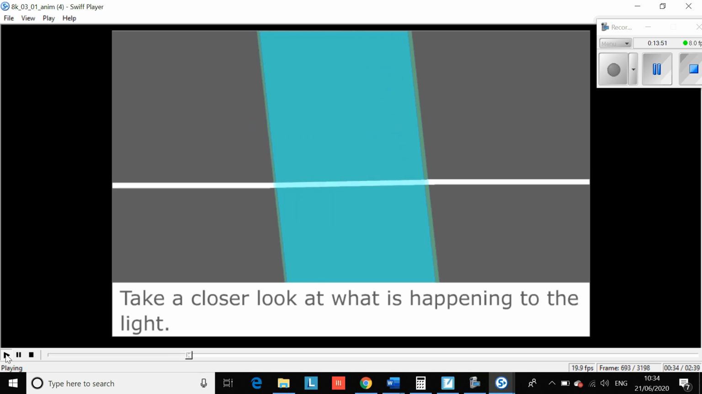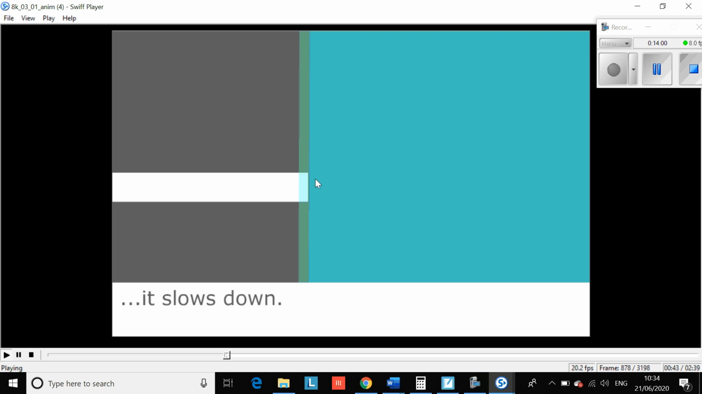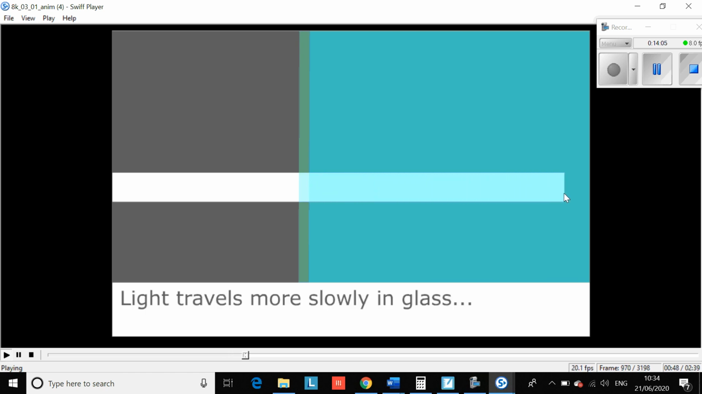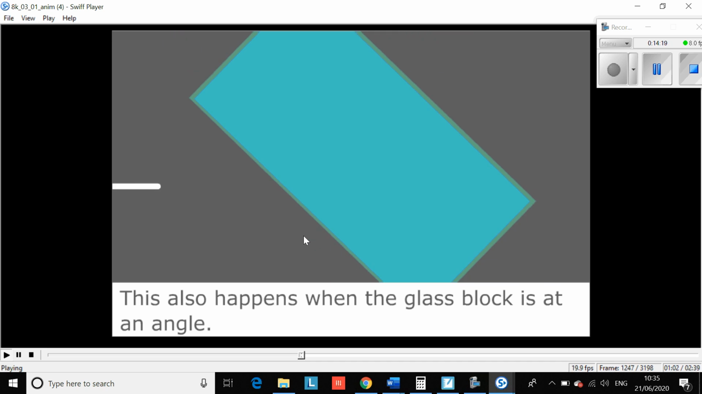Okay, so the principal reason for this is the way the beam of light hits the glass block. So as light enters the glass block, if we zoom in, the whole front of the beam enters the glass at the same time. So the whole beam slows down at the same time. So therefore it goes in straight. But if we do this at an angle, something really quite unusual happens. It bends like this. Now, why does that happen?